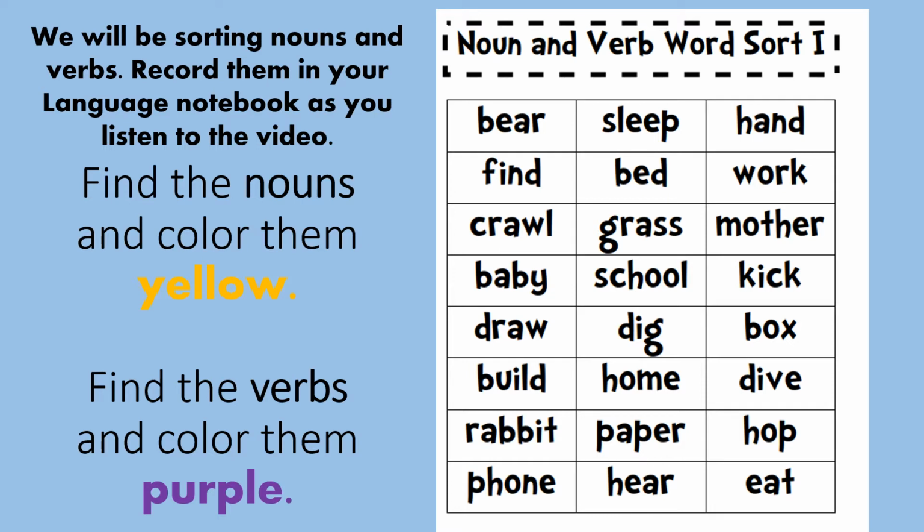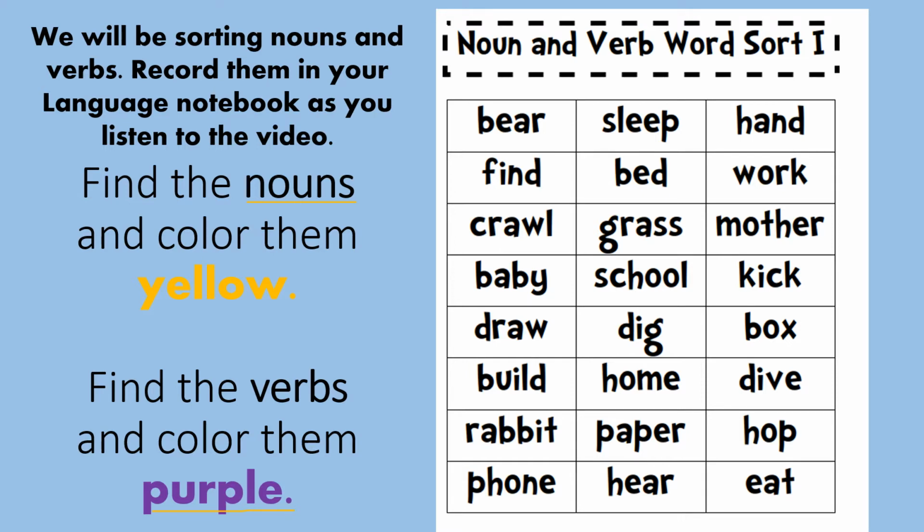Now we're going to practice sorting words. And in your spiral, I want you to go ahead and record them in your language notebook as you're listening to this. So go ahead and make two sections. One section needs to be for nouns that you're going to write. Another section is going to be for verbs that you're going to write. I'm going to use yellow for the nouns, and then we're going to use purple for the verbs.